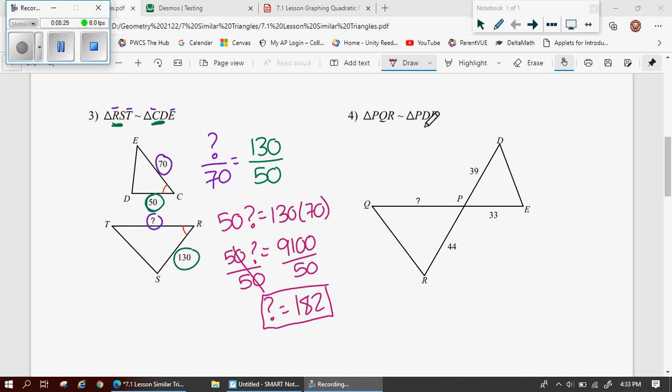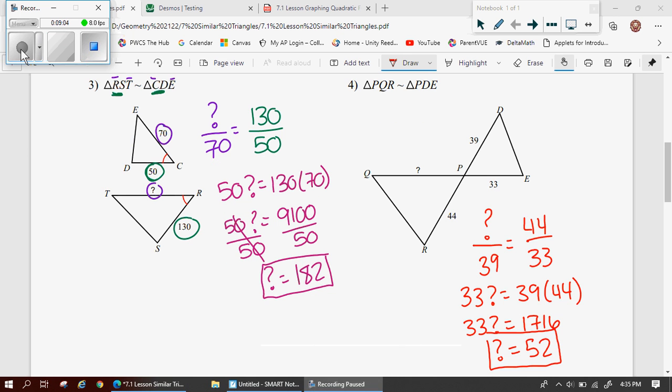So I want you to give this one a try. Use the names to figure out which sides go together and write your fractions and then solve your proportion. So what I want you to do right now is pause this video, use this picture, and answer this question. And when you're done, you can press play, and I will have the solution, and you can check your answer. But you should definitely pause the video and try this one on your own first. It's okay if you get it wrong, nobody's going to know, and then you can check your answer.